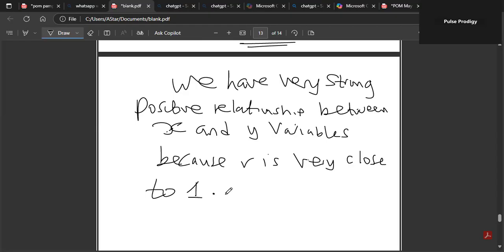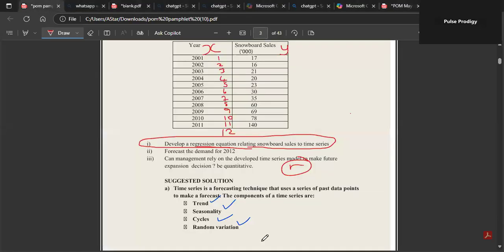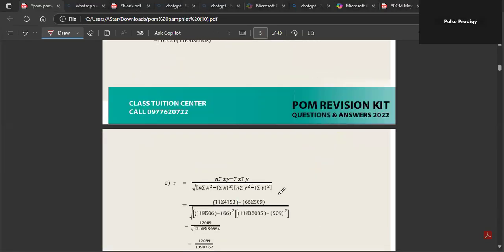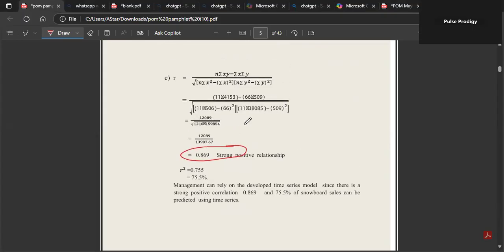Okay. So this is what happens here. So the key issue is just to know how to do this table. That's what I mentioned to you, that the key issue is how to do a table. So here they found 0.869. That's what we have found also. So the computation here may be ambiguous, but use my formula. If you find you have a very strong positive relationship, management can rely on it because the R is very close to 1.